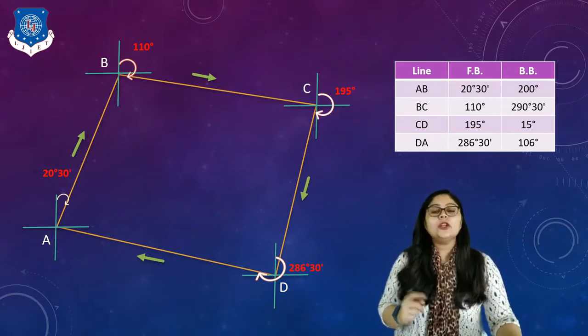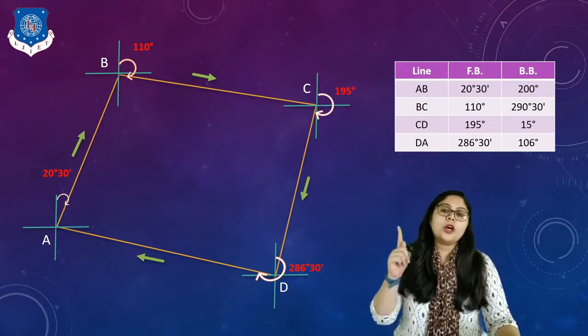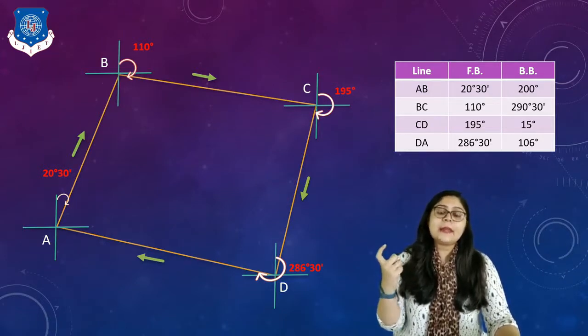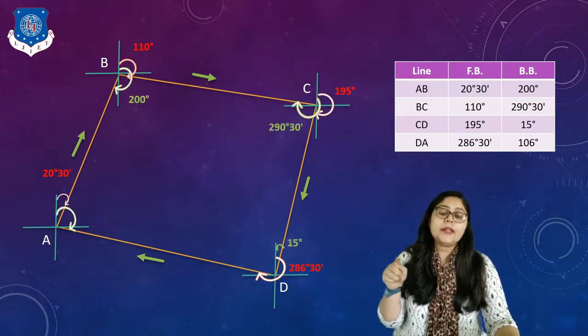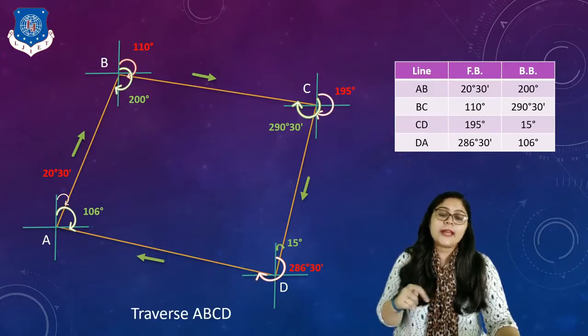Now for back bearing, you know that you have to go from the north of that particular line to the survey line. It means for line AB, I have to draw in such a way north of B to the survey line AB, north of C to the survey line BC, north of D to the survey line DC, and lastly north of A to the survey line AD.